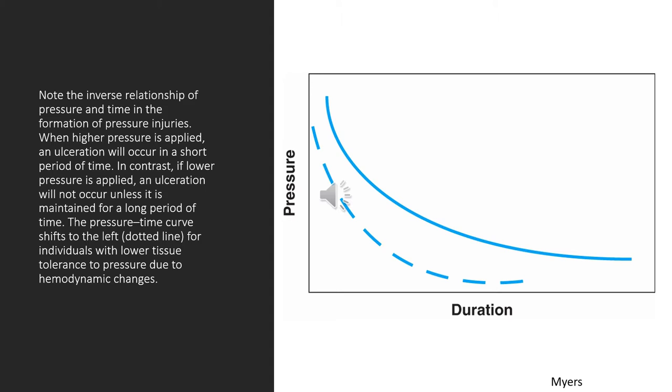So this slide shows that inverse relationship of time and pressure in the development of pressure injuries. So you can see on the left side, when there's very high pressure, it doesn't take a very long time to develop a pressure injury. On the bottom right, you can have a very low amount of pressure for a long period of time also develop a pressure injury. The dotted line just to the bottom left indicates that if patients have poor blood flow or low blood pressure or a decreased heart rate or something like that, they're at higher risk for pressure injuries as well.